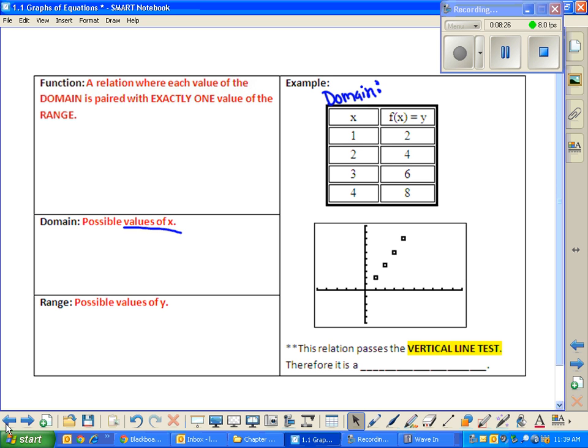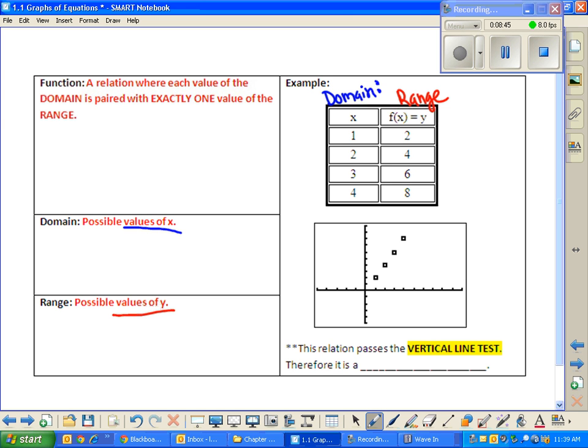The range, also super easy to find. We've come to understand range as our possible values of y. So if you need to identify your range by looking at a t-chart, it's basically just your entire right-hand column. So that's going to be your range.